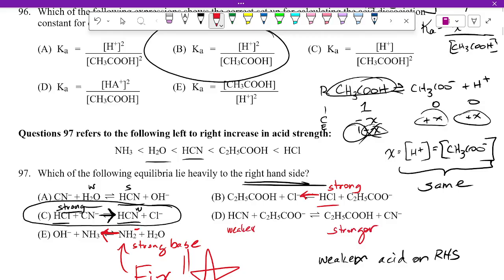So it's really only C, but by the time you've gotten there, you don't have to look at all the other ones. You can just say, oh, there's my strong acid on the left. Therefore, it has to go to completion. Therefore, it lies heavily to the right-hand side.